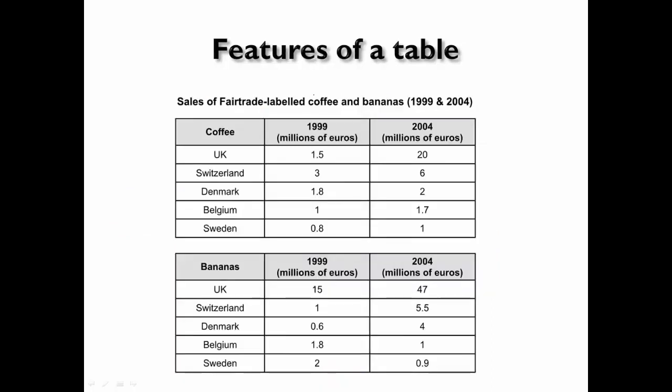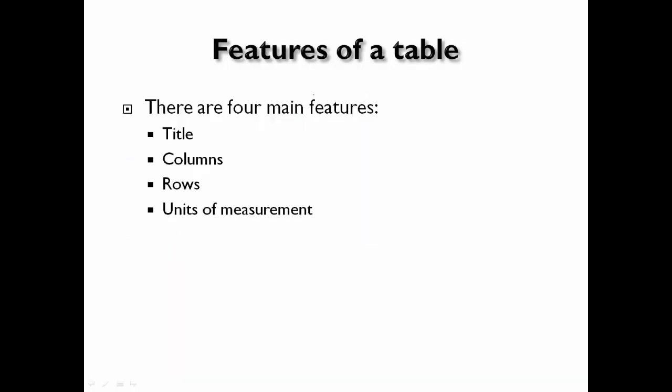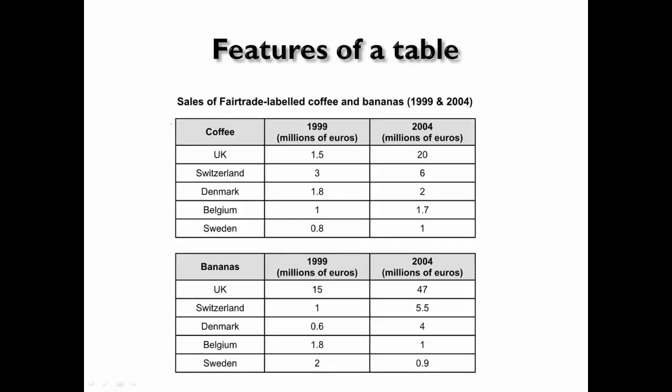So the key features of a table, here is the table I showed you in the last module. And the four main features here are title, columns, rows, and units of measurements. So here is the title. It will help us understand what's happening first. Here are the rows. So rows go across like this, and columns go down. So these are the three columns. So columns go up and down, and rows go across.